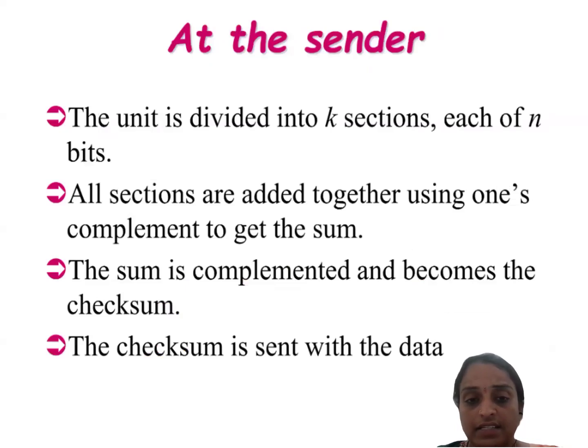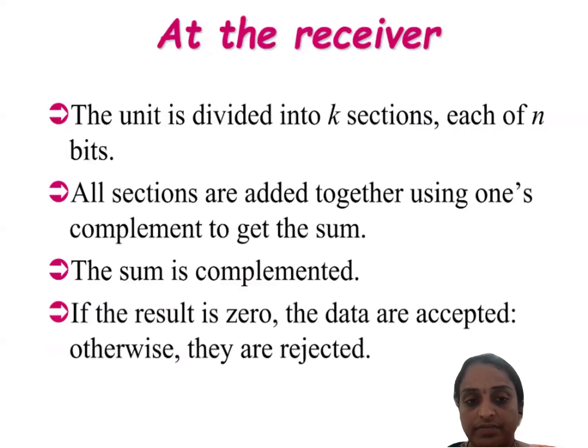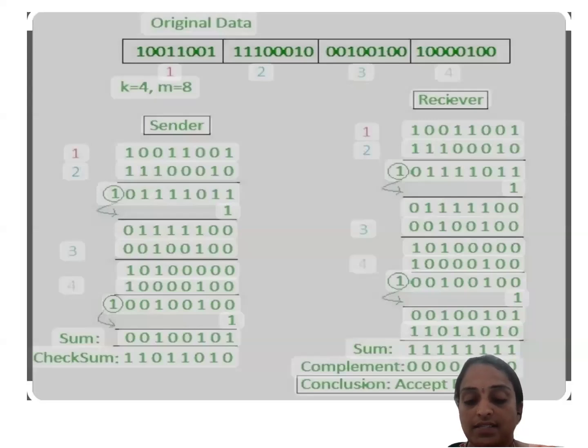To summarize, at the sender side, the data unit is divided into k sections, each of n bits. All sections are added together using 1's complement to get the sum. The sum is complemented and it becomes the checksum. The checksum is sent with the data. At the receiver side, the unit is divided into k sections, each of n bits. All sections are added together using 1's complement to get the sum. The sum is complemented. If the result is 0, the data is accepted. Otherwise, it is rejected.